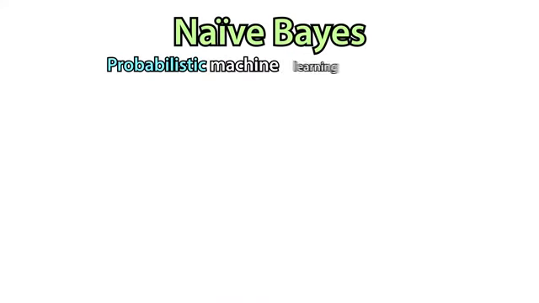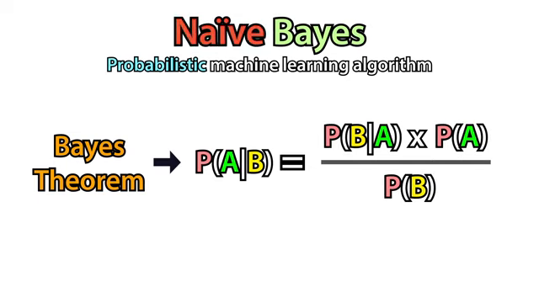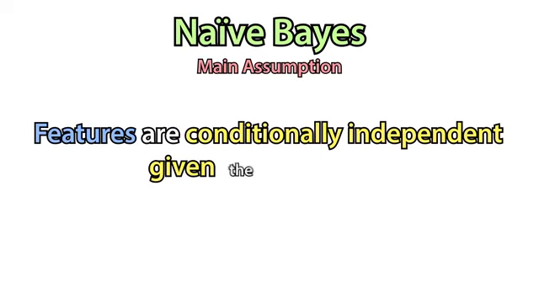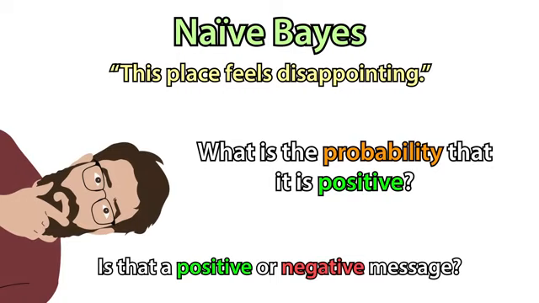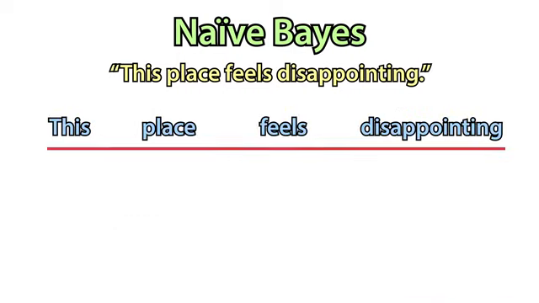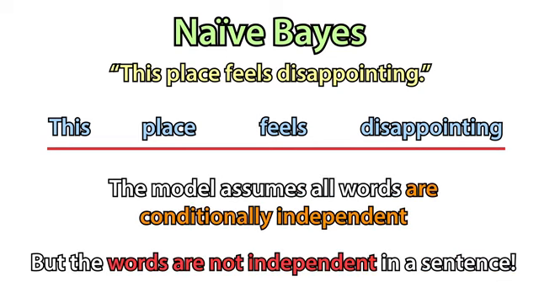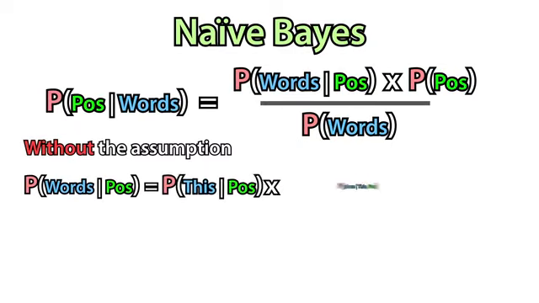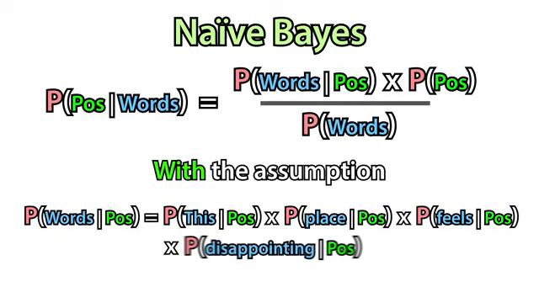Naive Bayes is a probabilistic machine learning algorithm based on Bayes' theorem. It's naive because it assumes that the features are conditionally independent given the class label. This means that if you have a text and want to know the probability of it belonging to a positive class, where each word is a separate feature, then it assumes that each word is independent of other words. This is generally not true, but it makes the computation straightforward and efficient. As a result, the probability of the text belonging to a positive class can be calculated by this formula.